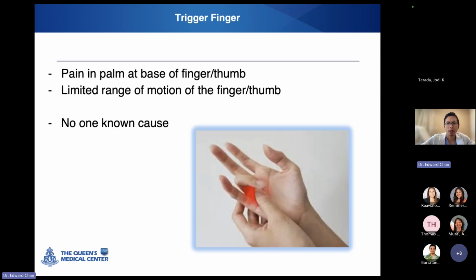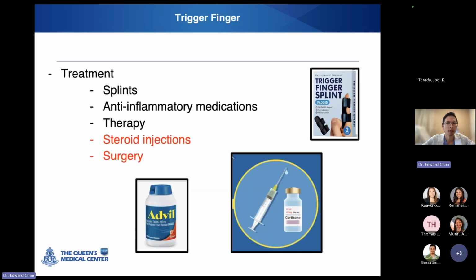There are some conditions that are often more associated with trigger finger, things like diabetes or rheumatoid arthritis. Those patients can tend to have more trigger fingers or trigger digits, but people without those conditions can easily get the same trigger fingers as well. And so, how do we treat this problem?